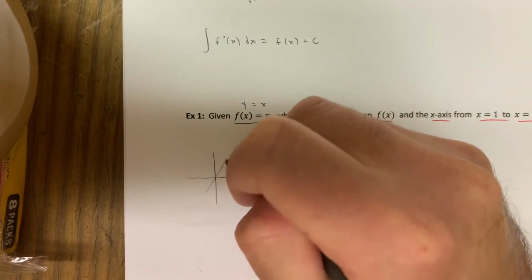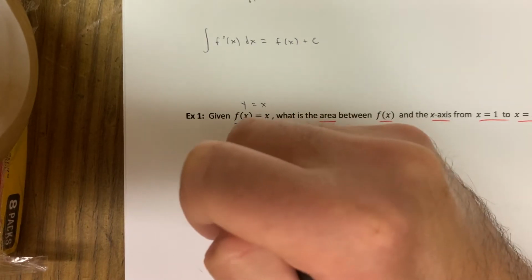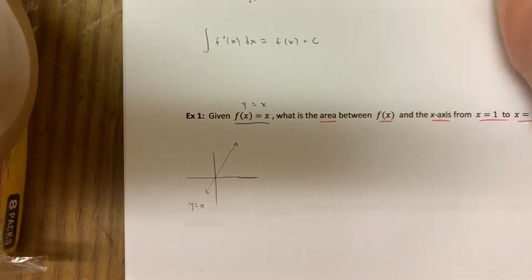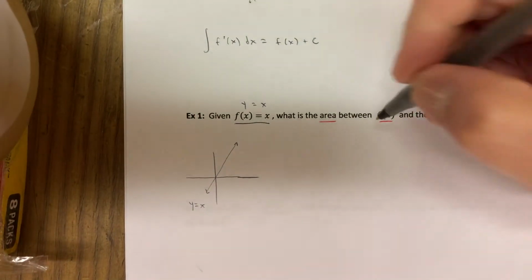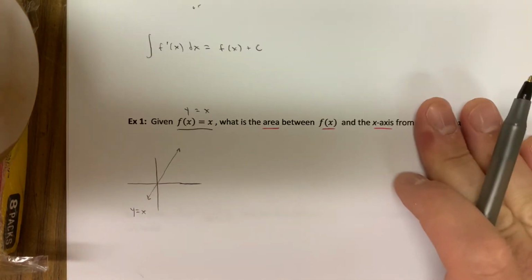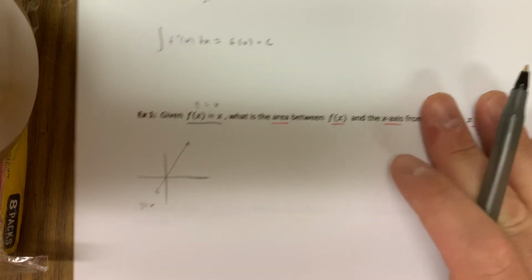It does not need to be perfect. Do the best you can. Looks like my slope is a little bit too steep, but whatever, close enough for government work. So y is equal to x over here, and we want the area between f of x and the x-axis. And if I just asked you that, what's the area between f of x and the x-axis? Well, that would be infinite, right?